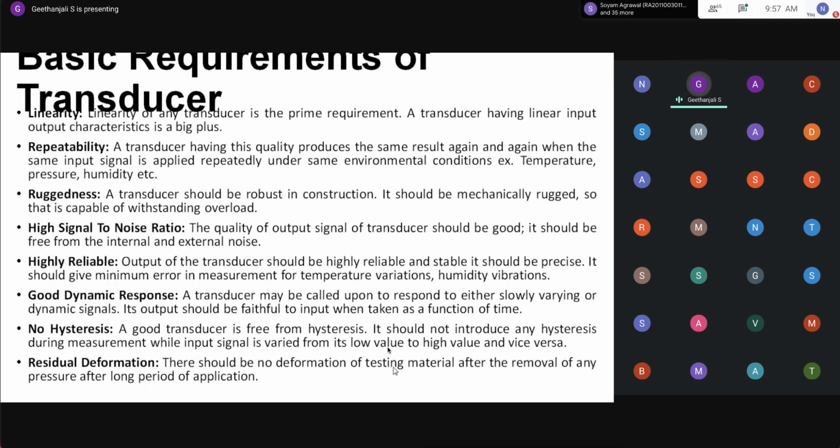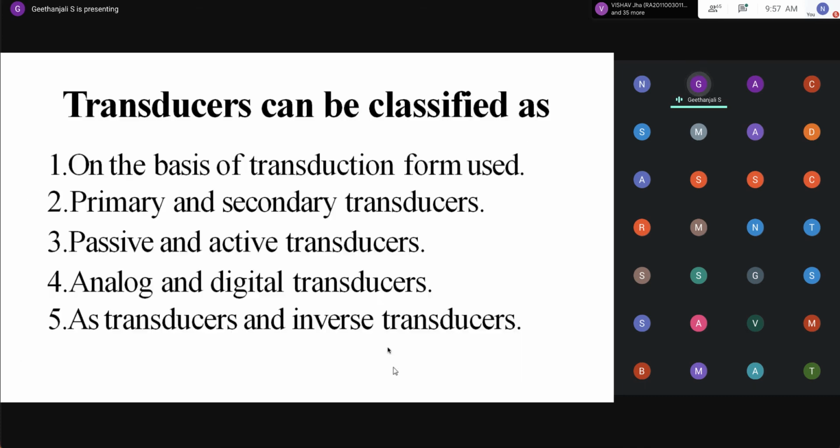It should not introduce any hysteresis during the measurement when the input signal is varied from its low value to high value and vice versa. The last point is residual deformation. It means there should be no deformation of the testing material after the removal of any pressure after a long period of application. So these are the basic requirements for transducers.